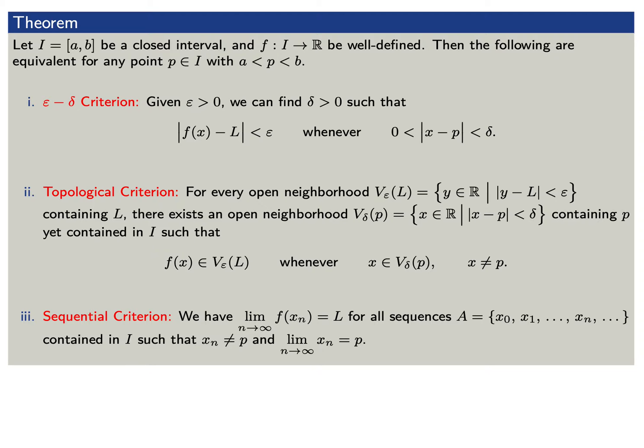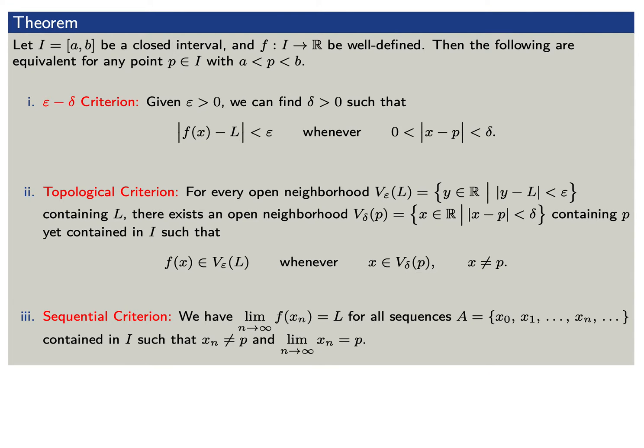Second, we have the topological criterion. This states, for every open neighborhood v sub epsilon of L containing L, there exists an open neighborhood v sub delta of p containing p yet contained in our domain I, such that f of x is an element of v sub epsilon of L whenever x is an element of v sub delta of p and x is different from p. Third, we have the sequential criterion.